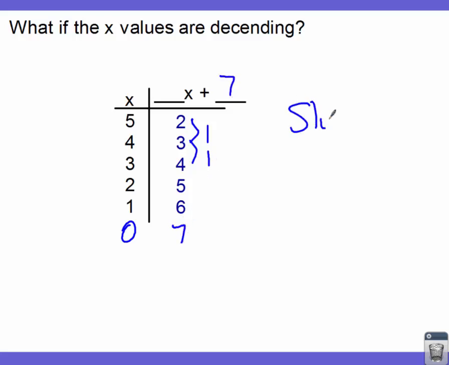And then if we find our slope, it is 1. But on the left-hand side, we have a -1. Okay? So our slope is 1 divided by -1, which gives us -1 as an answer. So this one we have a -1x plus 7.